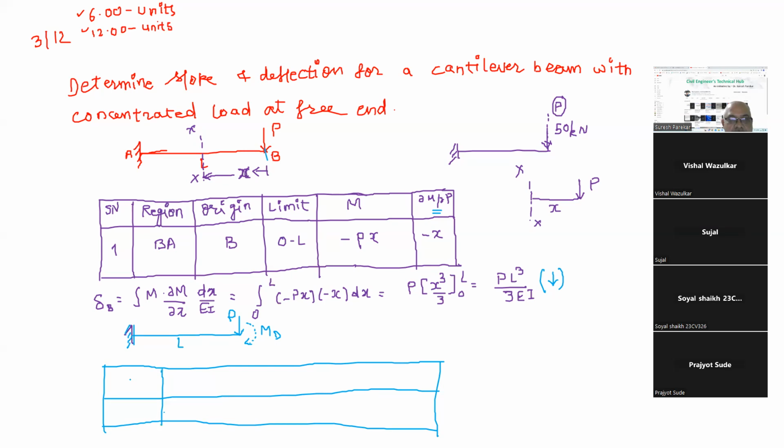So we have serial number, region, origin, limit, M. Now it will be ∂M by ∂Md.